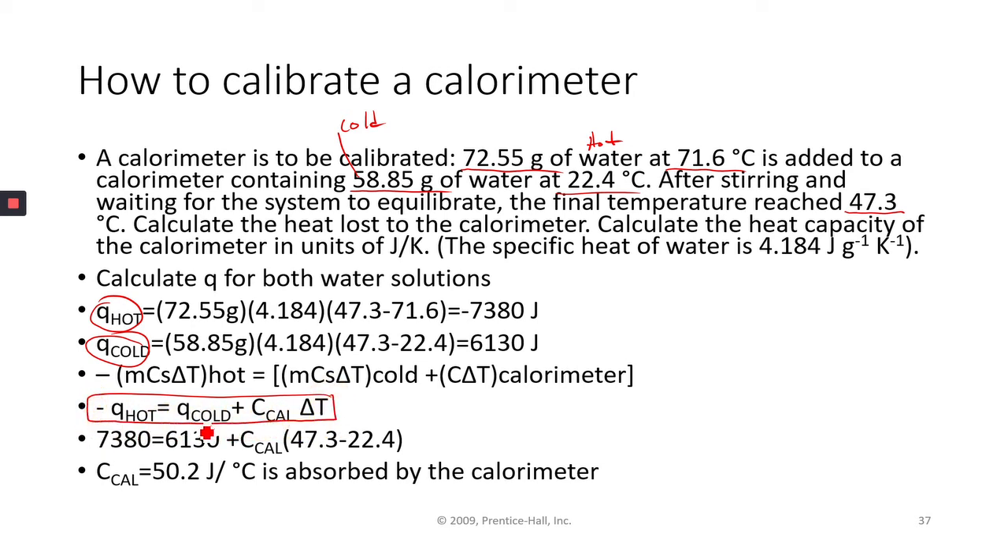Okay? So then we're going to use this equation right here. Negative Q of the hot should equal Q of the cold plus the heat capacity of your calorimeter times your change in temperature. So we have our values right here. So we do 7,380. It's positive now because this is negative, right? A negative of a negative number becomes positive. Q of the cold is 6,130. This is what we're looking for. Our change in temperature is as such. You could calculate it and you get 50.2 joules per degree C is absorbed by the calorimeter. So now you know how much error you will have in this particular calorimeter.